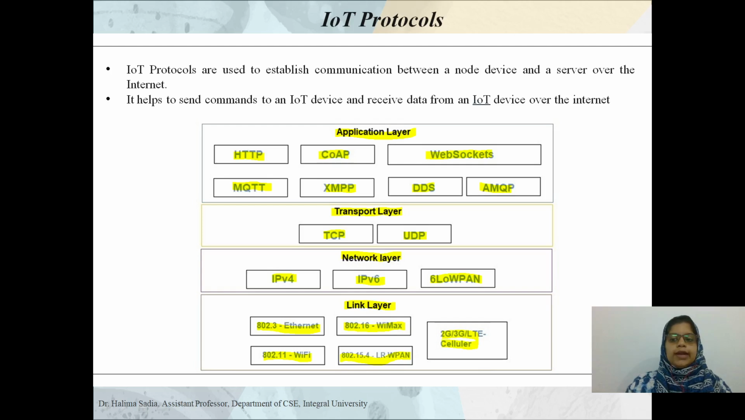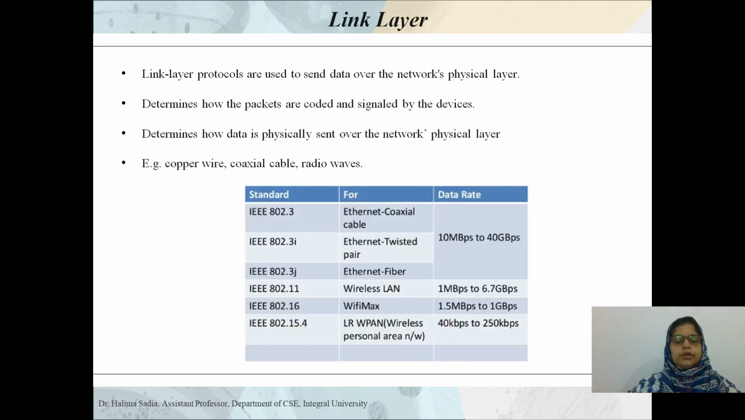Now we will be elaborating on each and every layer in detail, starting with the link layer, its functionalities and the respective protocols working in this particular layer, then the network layer, then the transport layer, and then the application layer. We will be starting with the lowermost layer in the IoT protocol suite. It is the link layer. All the responsibilities of the link layer are similar to the data link layer provided in our OSI model or the TCP/IP model.